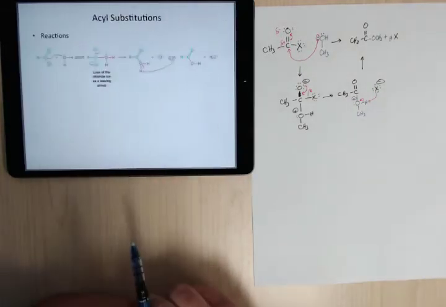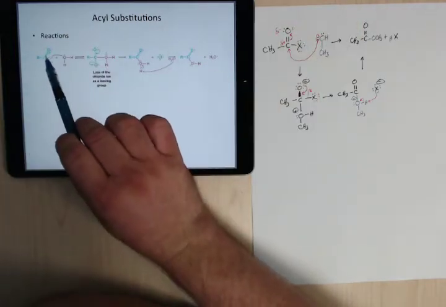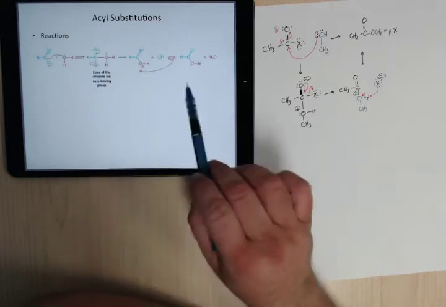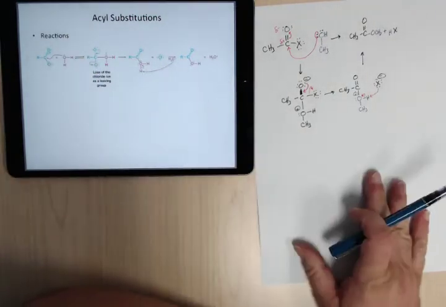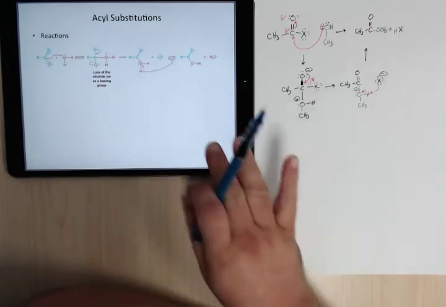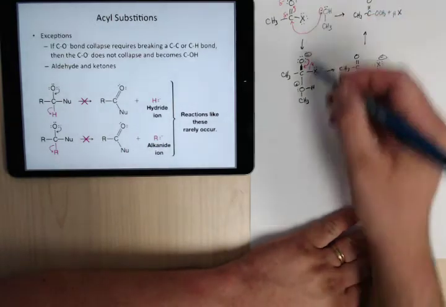So this is just water coming in. It's going to come in, attack, up, down, kick away, and then, in this case, water is going to come back and grab it. But that's beside the point. That's how they all work. Now, the problem is this.